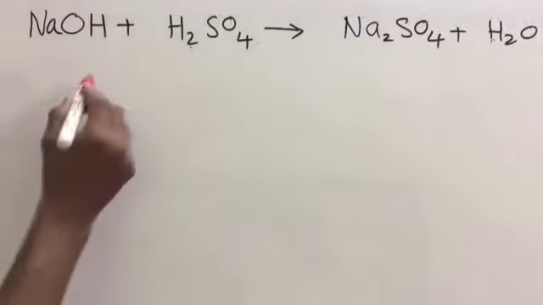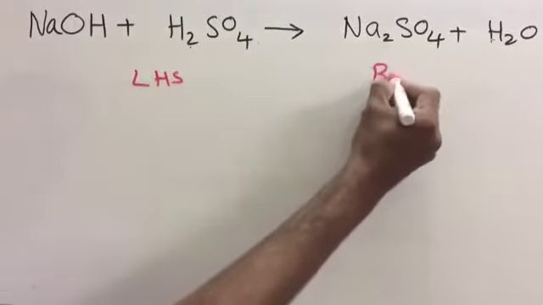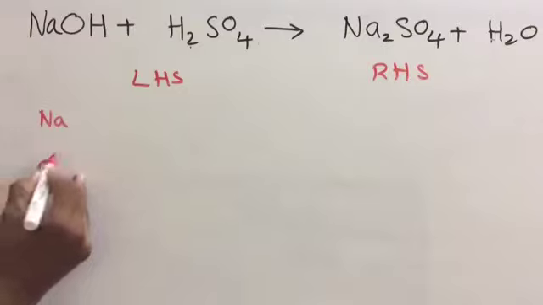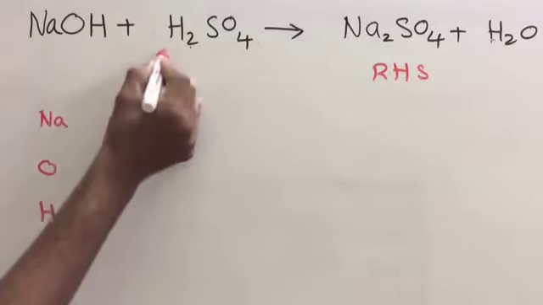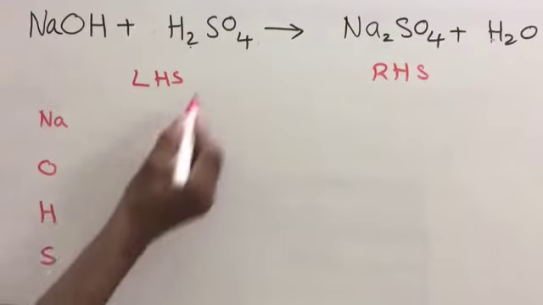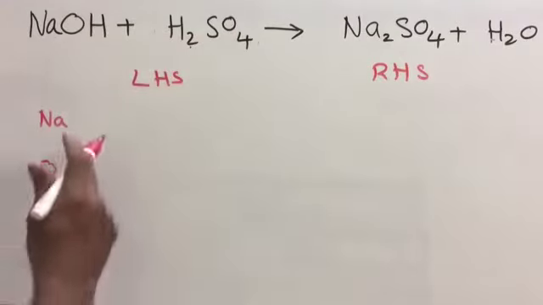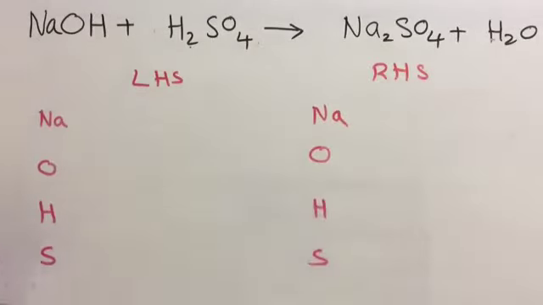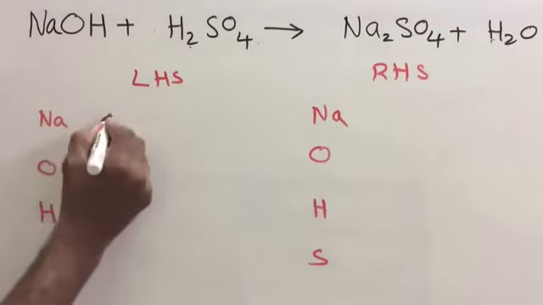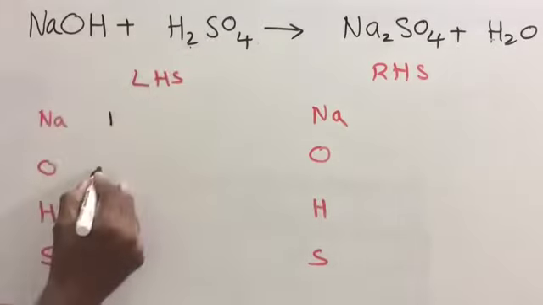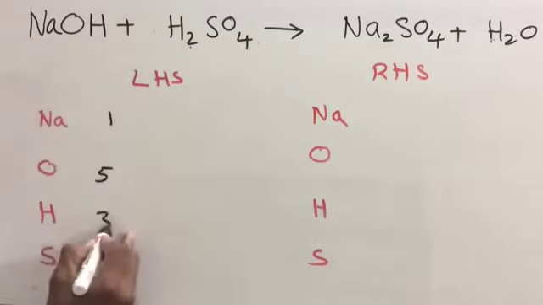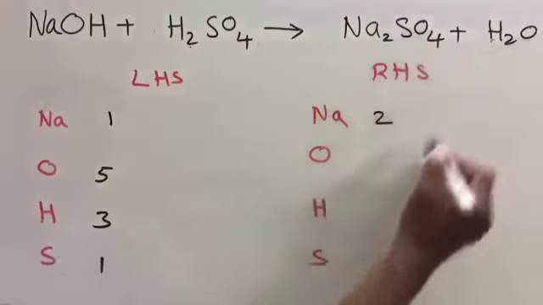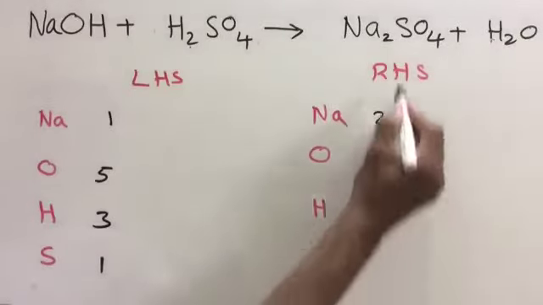Balance one more equation. Write LHS, RHS. On LHS you have sodium and then you have oxygen, you have hydrogen. Hydrogen already we have written here. Now sulfur, oxygen already we have written here. The same elements are present on the right hand side, Na, O, H and S. Now number of atoms of sodium, 1 we have, oxygen 1 here and 4 here, 5, hydrogen 1 here and 2 here, 3, sulfur 1. Sodium we have only 2, oxygen 4 here and 1 here, 5, hydrogen we have 2, sulfur we have 1.